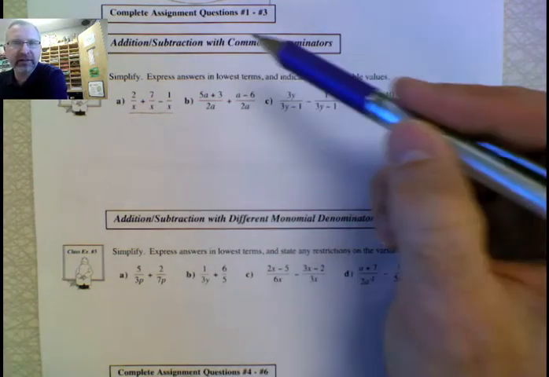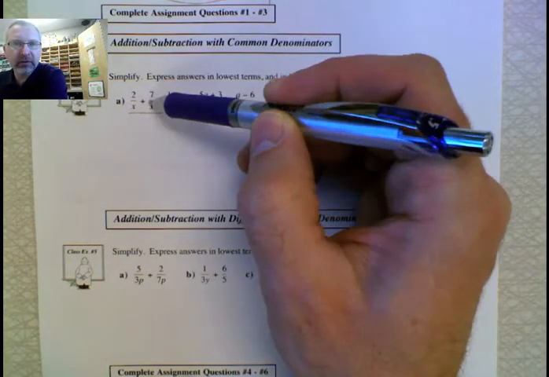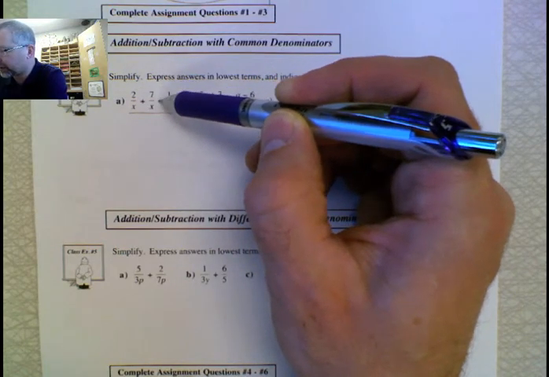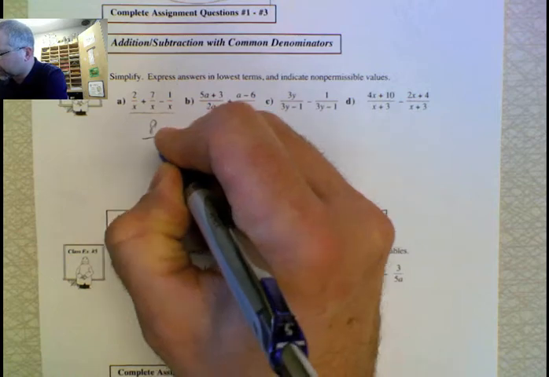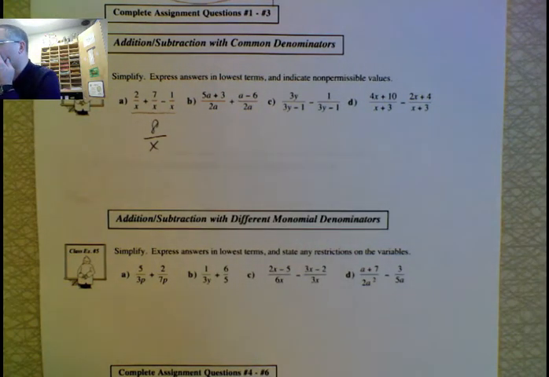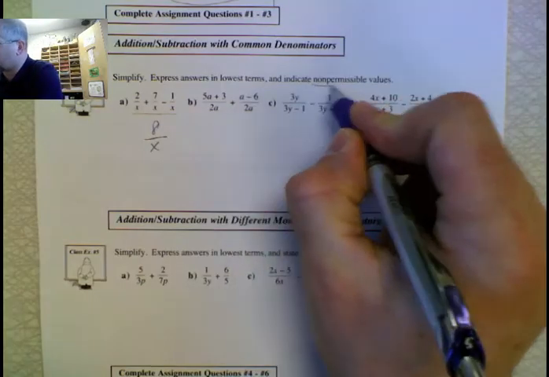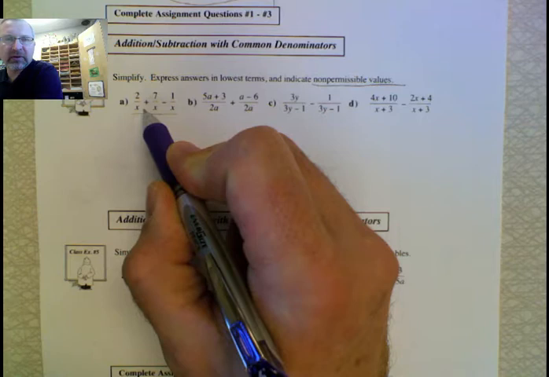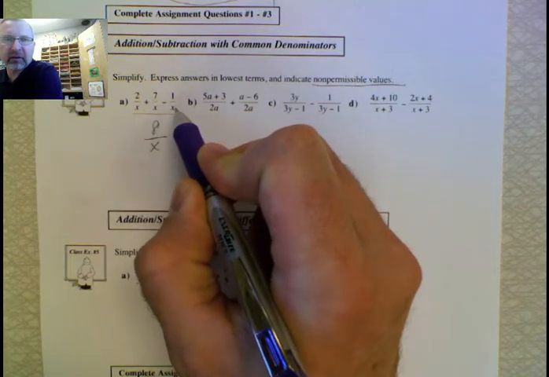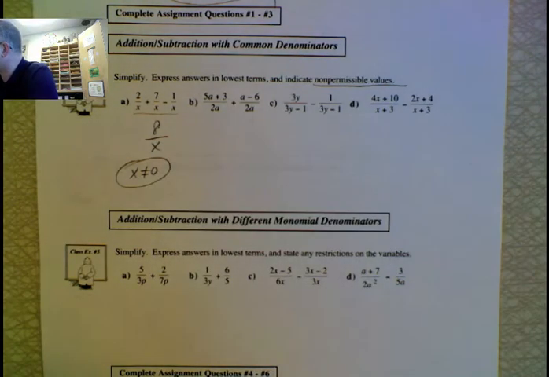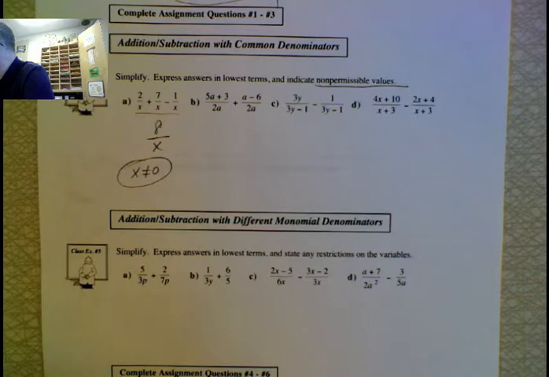So all we have to do is add and subtract the numerators. So we get 2 plus 7, it gives us 9, and 9 minus 1 gives us 8. This is 8 over x. Now, the other thing they want us to do is determine the non-permissible values. Remember, those are the values we can never use for x. So since all the x's are denominators here, we know x cannot be 0. That's a restriction or a non-permissible value in this particular question.